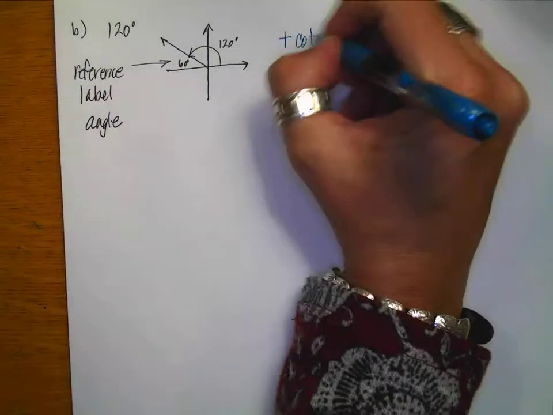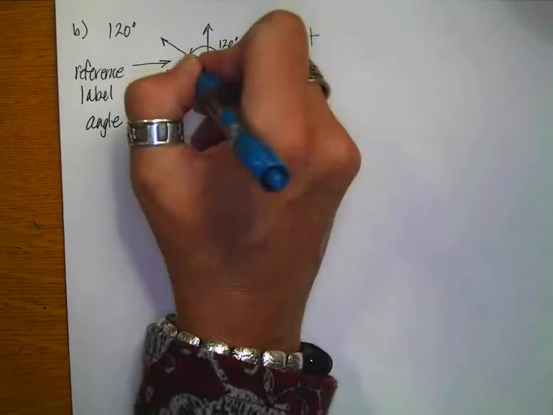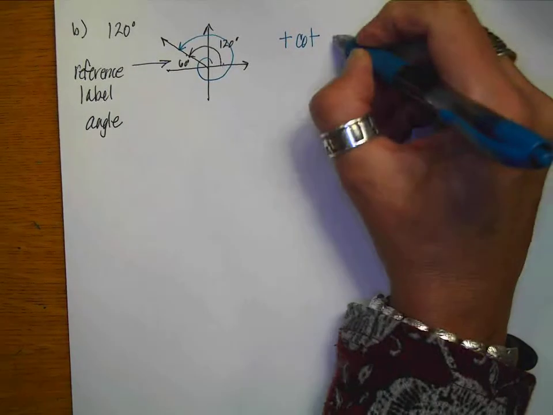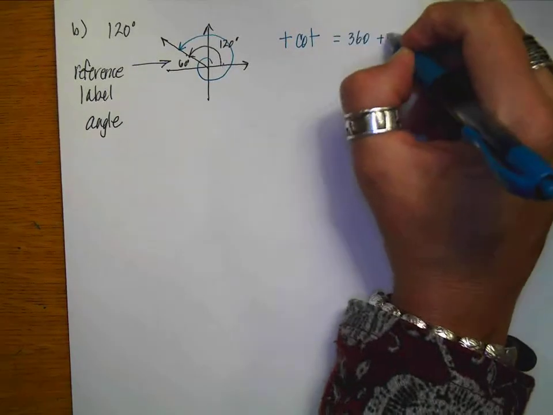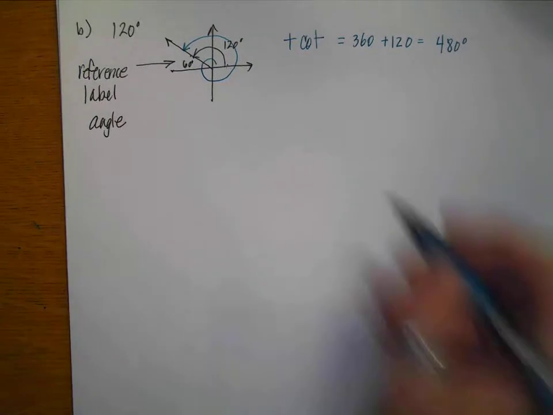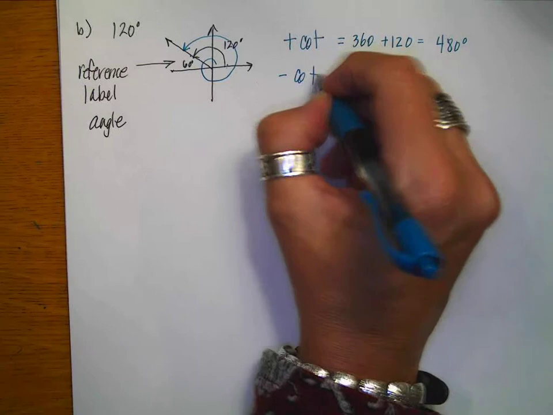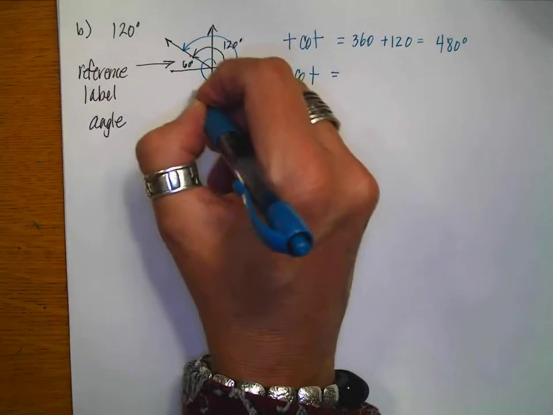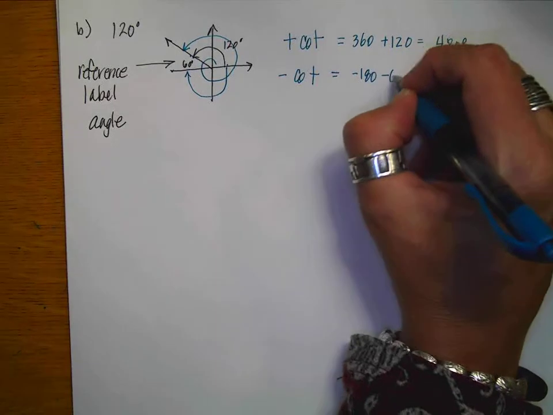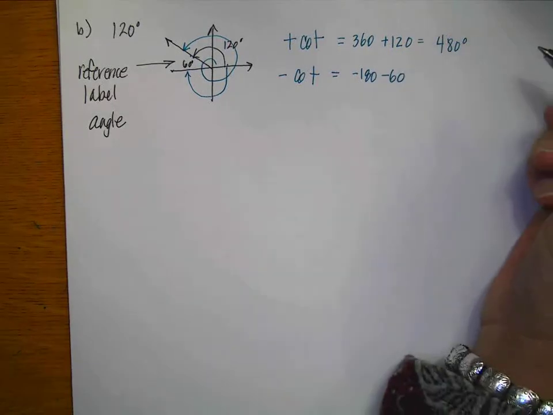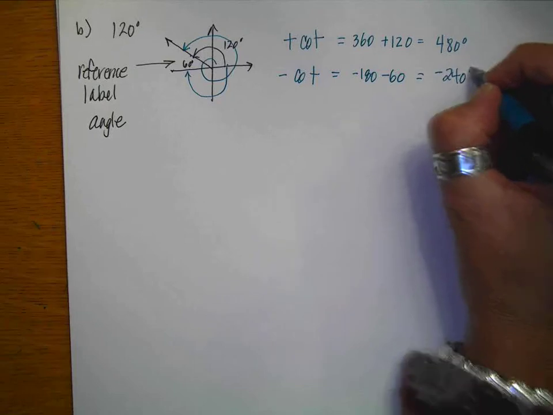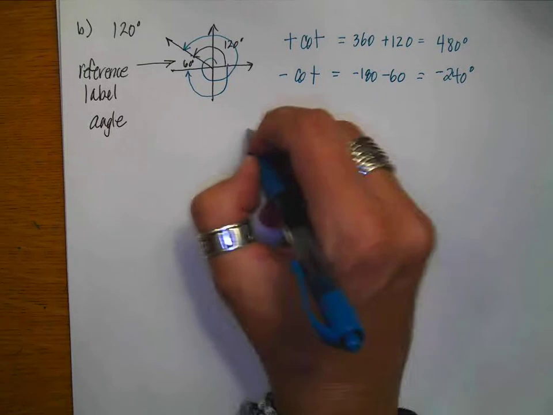So if I want to do my positive coterminal, because I have this angle, I'm going to have to take a lap. So my positive coterminal would be 360 plus the original 120, so that's going to be 480 degrees. My negative coterminal, I'm going to go all the way to here, which is a negative 180, and then I'm going to go 60 more degrees in the negative direction, and that's going to be a negative 240 degrees.